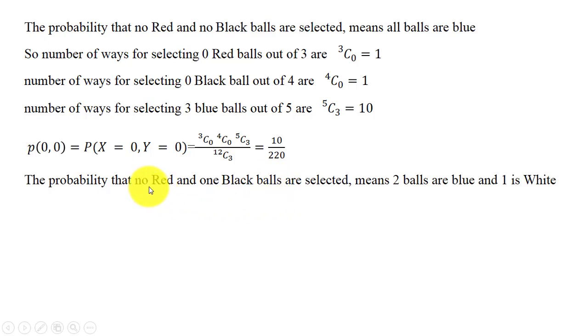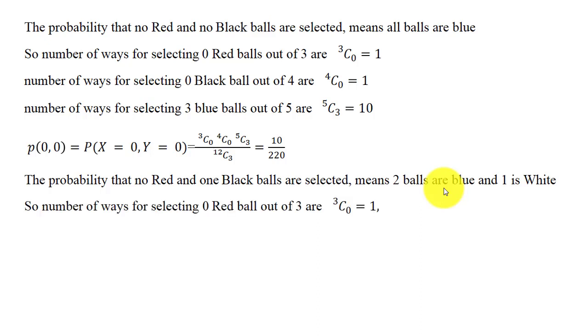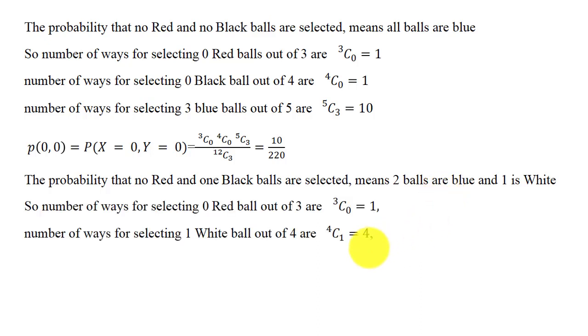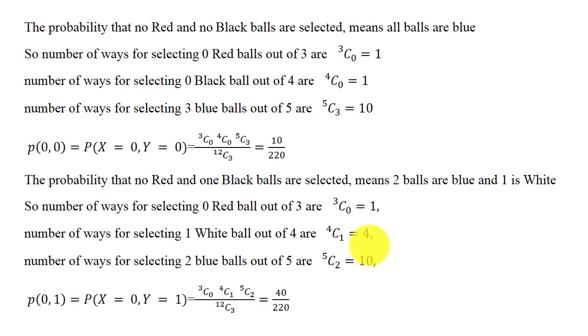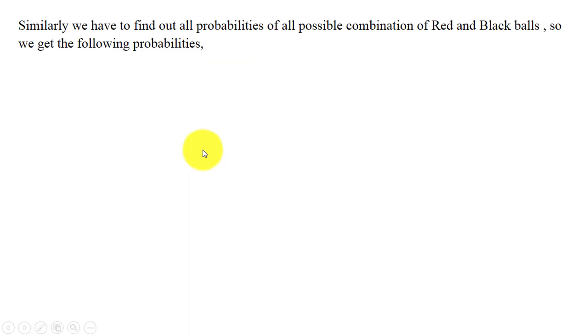Similarly, suppose there is no red ball and only one black ball gets selected, it means that 2 balls are blue. So the number of ways of selecting 0 red and 1 black is given by P of 0, 1, that is, x equal to 0, y equal to 1. That is obtained by 40 by 220. So in a similar way, we can evaluate all the probabilities.